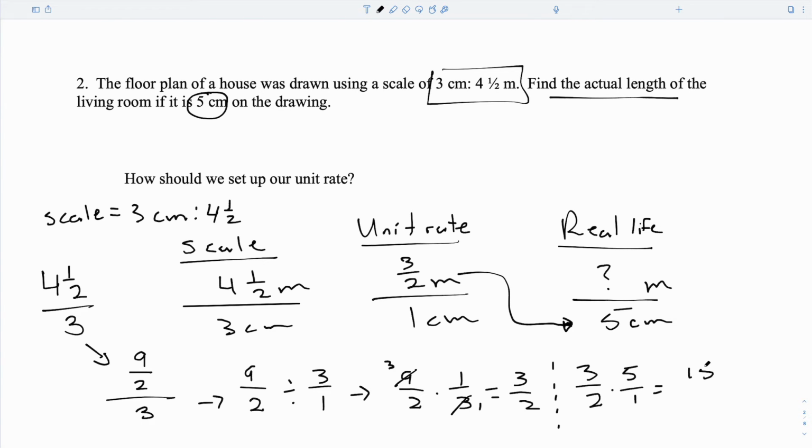And that gives me 15 over 2. So in real life, this measurement was actually 15 over 2 meters, and we can simplify that, that would be 7 and 1/2 meters in 5 centimeters.